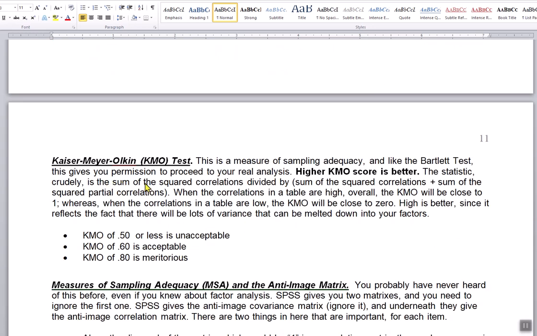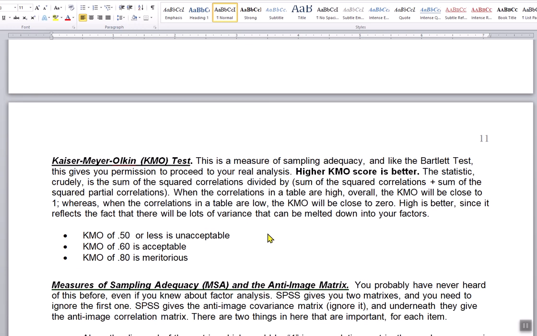Next is the Kaiser-Meyer-Olkin test, and this is a measure of sampling adequacy of your items themselves. It's kind of like Bartlett's test in terms of giving you permission to proceed with your real analysis. This is just a gateway test. A higher KMO score is better, and it's a little bit subjective. I mean, you can get by with a little bit of mischief here with some low KMO scores. You get a single KMO score for the scale, and there's a way to also get individual KMO scores for the individual items.